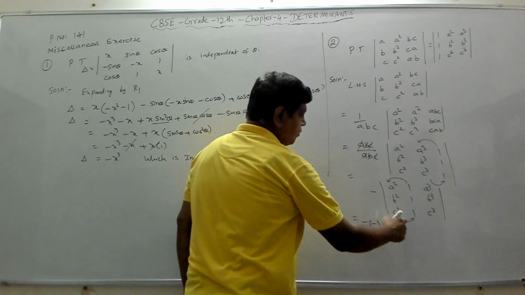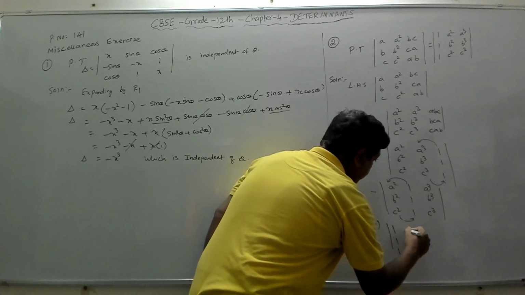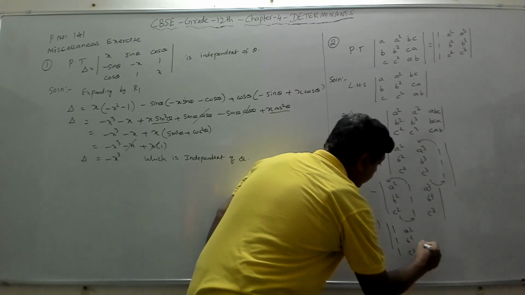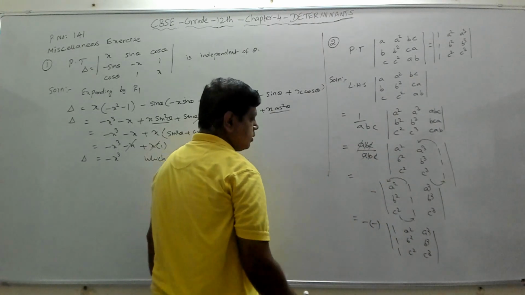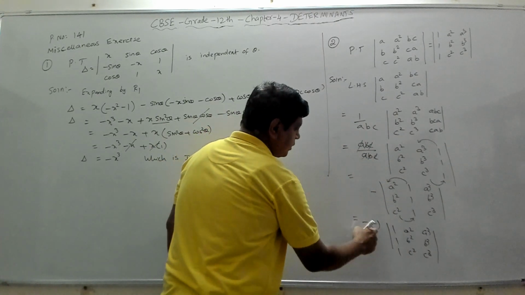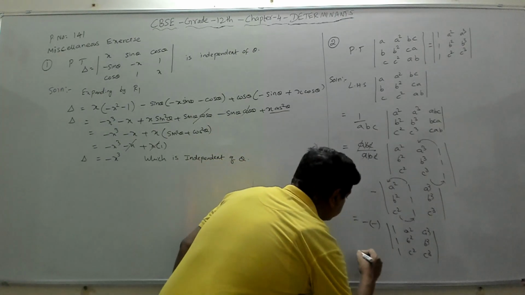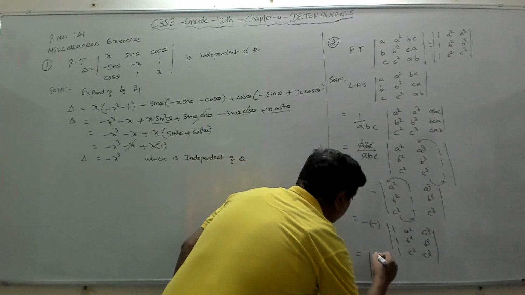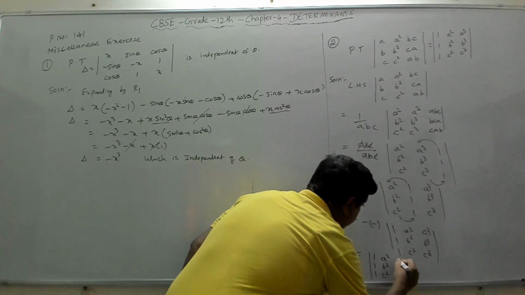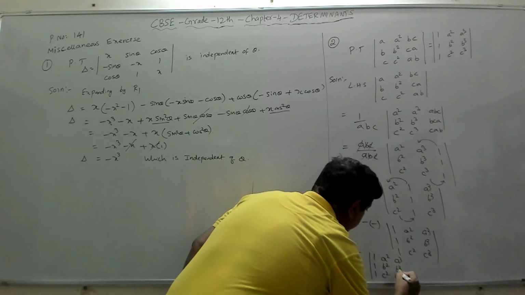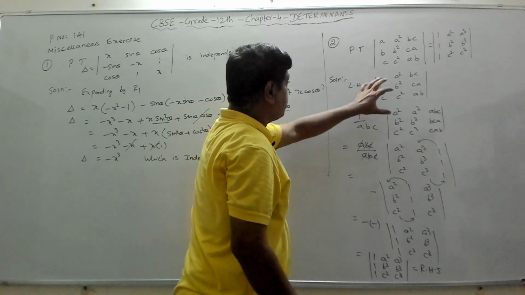Already there is a minus. If I shift to this, one more minus. So it will become 1, 1, 1, A square, B square, C square, A cube, B cube, C cube. Right? So this minus into minus will become plus. So it will become plus 1, 1, 1, A square, B square, C square, A cube, B cube, C cube, which is equal to RHS, right hand side. So we got this equal to this.